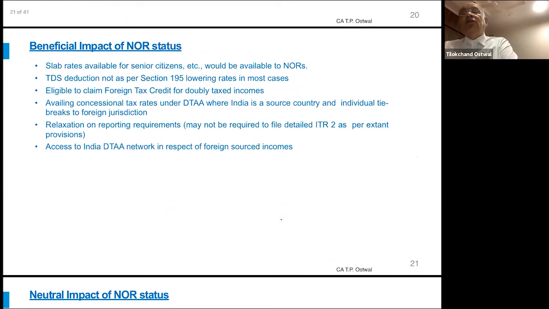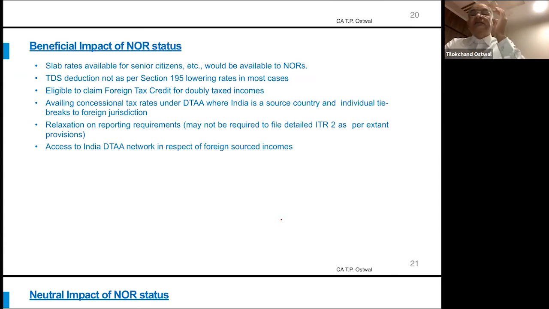The benefits of the non-resident, not ordinarily resident status, there are some benefits also which are available. The slab rate available to senior citizens will be available to you. The TDS deduction under section 195. For example, you have property in India and you want to sell that property and you are non-resident, they will deduct the full rate of tax. But if you are a resident but not ordinarily resident and your income is not fully taxable, you can apply for a lower rate of tax. You don't have to go to the tax authorities. You can ask the payer, I am a resident only and therefore do not deduct tax. I'll file my return of income. That benefit is available to you.